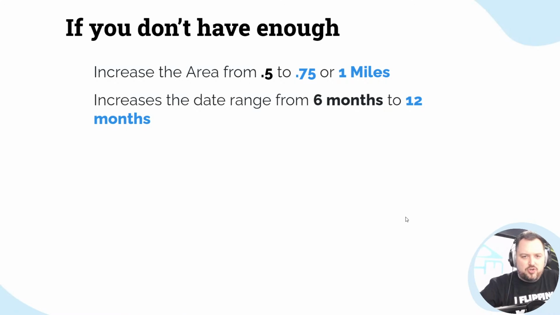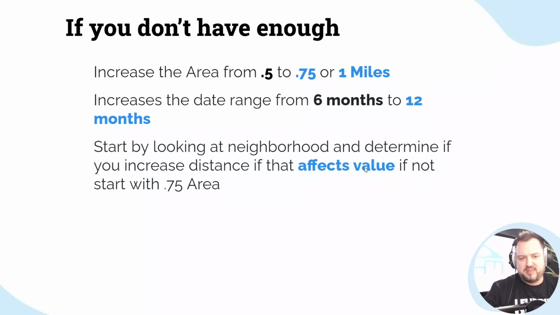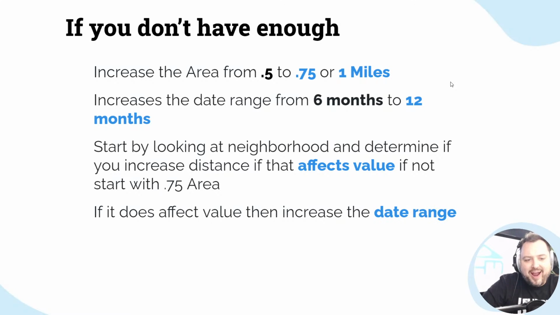The other thing that you can look to do is you can increase your range from 6 months to 12 months, meaning your sold range, go from 6 months to 8 months to 12 months to see if you can find that there. Start by looking at the neighborhood and determine if you increase your distance, if that affects the overall value. If not, start with just increasing your area. Because I'd rather have something that's sold more recent and a little bit further away than I would have something that's really old. And so I'd rather start with that.